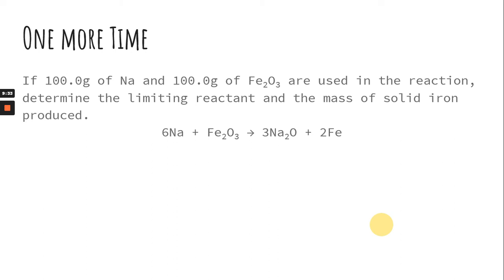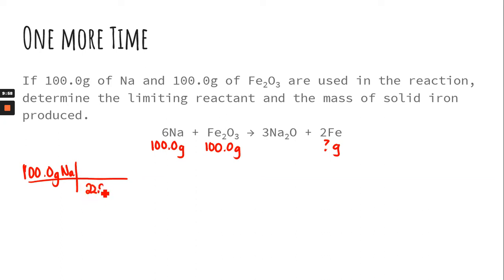One more. We have 100 grams of sodium and 100 grams of iron 3 oxide. We want to know the limiting reactant and then the mass of iron produced. So again, 2 givens with the reactants. We need to take those and convert them to moles so that we can compare them.